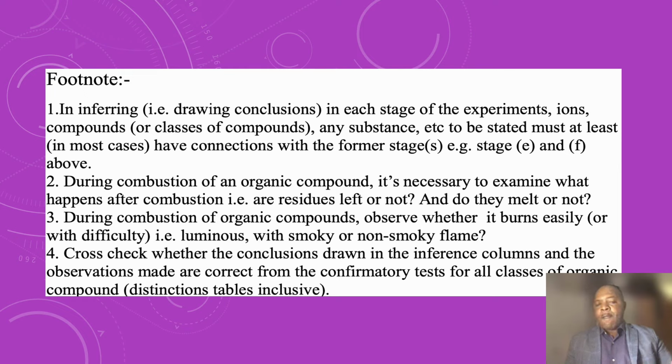Number 4, always cross-check whether the conclusion drawn in the inference columns and the observation made are correct from the confirmatory tests. There are confirmatory tests given to you in the booklets. So when you are working, you will always be cross-checking the confirmatory tests from the booklets for all classes of organic compounds. Now, it takes us to the last section, which is determination test 2.